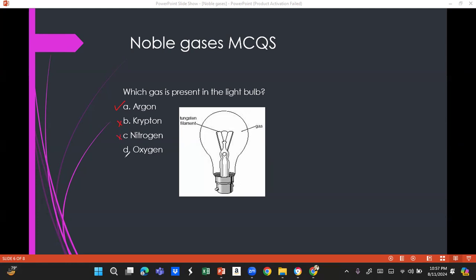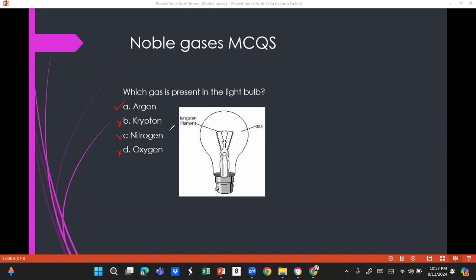Nitrogen? No. Oxygen? No. Why do we use argon in the atmosphere surrounding the bulb filament? The bulb filament is a very thin wire. Whenever there is a lot of heat energy, it can melt. But tungsten is a metal with a melting point of more than 3000. That's why it usually doesn't melt easily. That's why we prefer it.